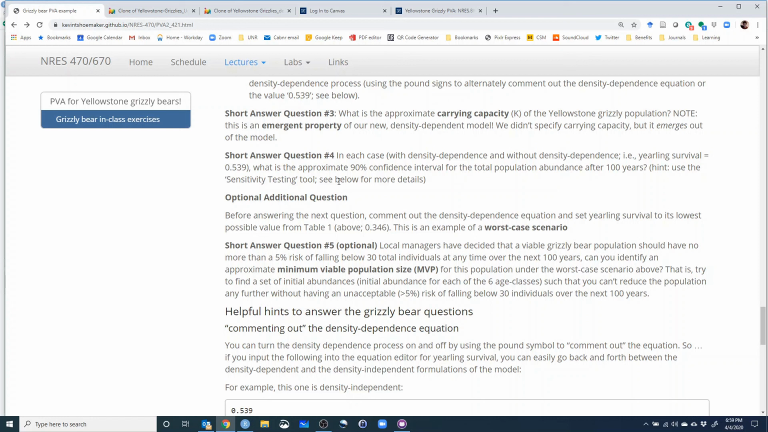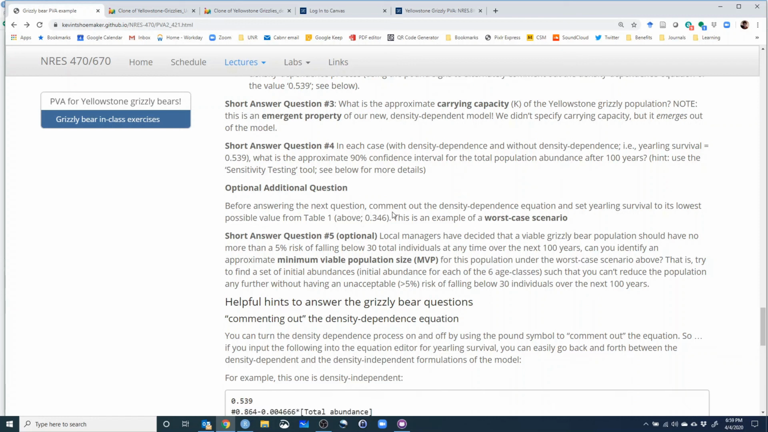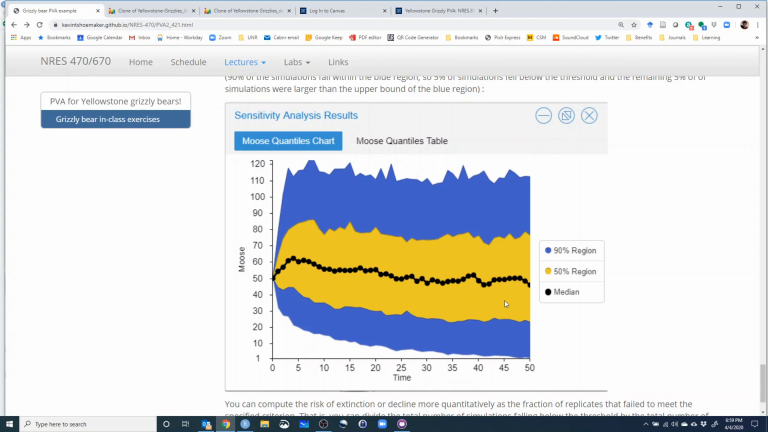To do that, we can use the sensitivity testing tool. Remember, the sensitivity testing tool gives you something that looks like this. It gives you these regions. Now take the 90% region. The 90% region here goes from approximately 1 to just over 110. That would represent the final abundance after 50 years. The 90% confidence bounds, which represent your uncertainty about the future abundance, would be from 1 to 110.